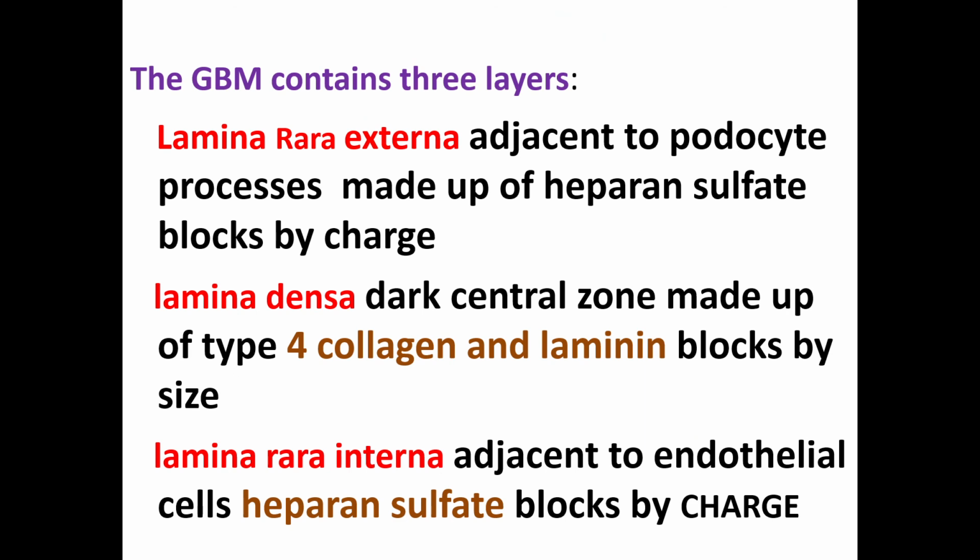So the glomerular basement membrane is made up of heparan sulfate, the external layer, then the central portion, lamina densa. It is the dark central zone, made up of type 4 collagen and laminin, that is blocked by the size. Actually, it's quite difficult for me to make you understand through this audio only. If board work will allow, I will make you understand how this blockage is going to occur.